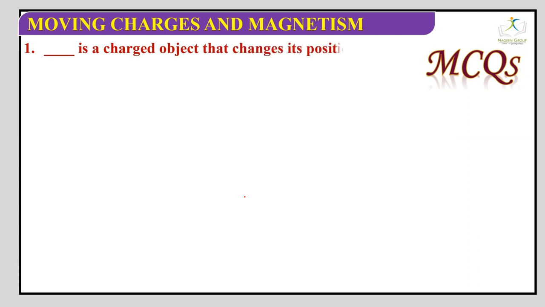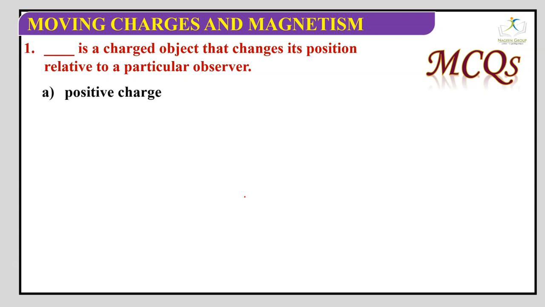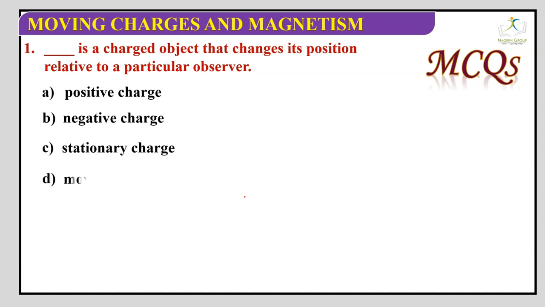Here we have some questions. Let's revise the topic which we did. So, dash is the charge object that changes its position relative to its particular observer. Options we have: positive, negative, stationary, moving charge. So the correct answer for this question is moving charge.